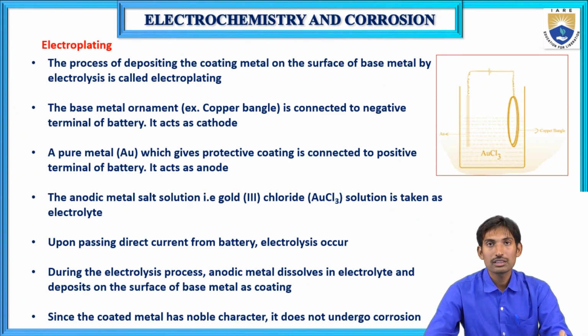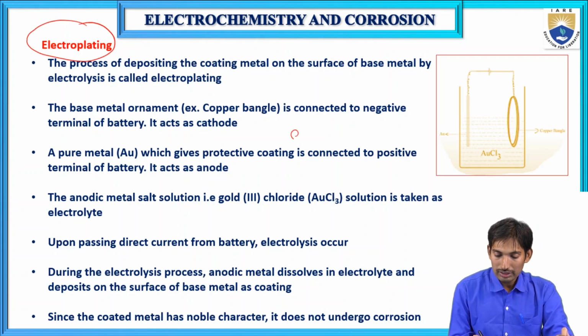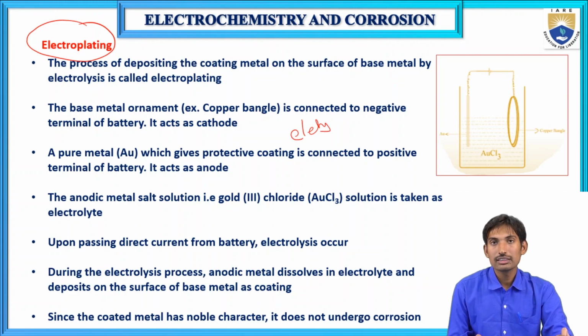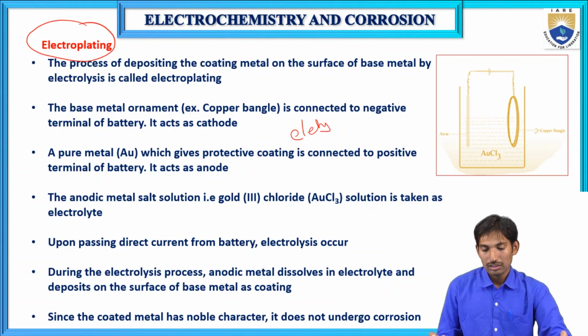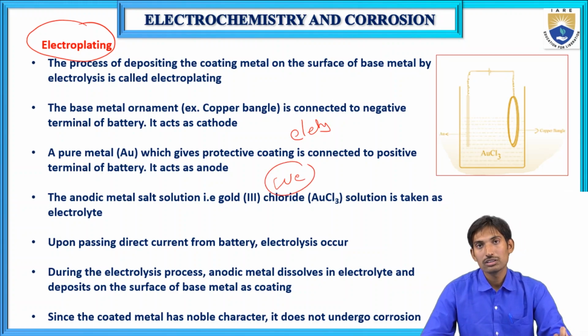Then next we are going to discuss electroplating. Before going to electroplating, we have to discuss electrolysis. What is electrolysis? Electrolysis is nothing but sending power into the electrodes. It is the conversion of electrical energy into chemical energy. That process is called electrolysis.